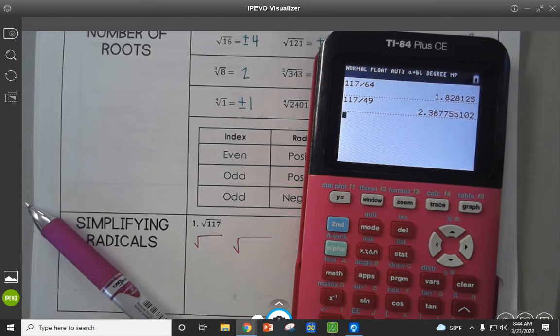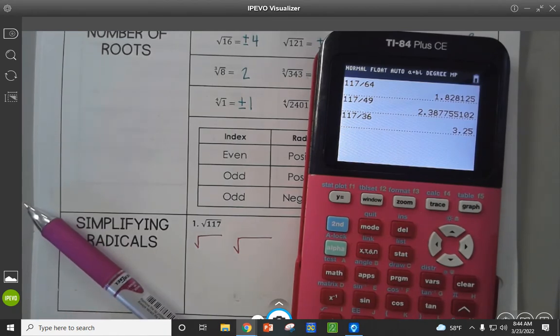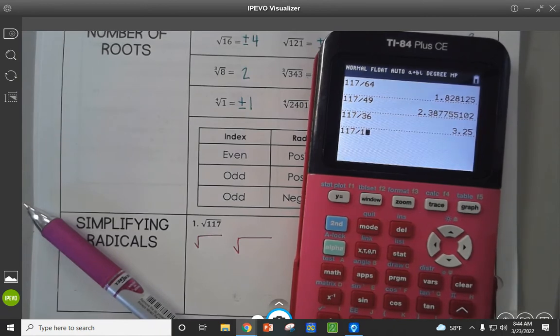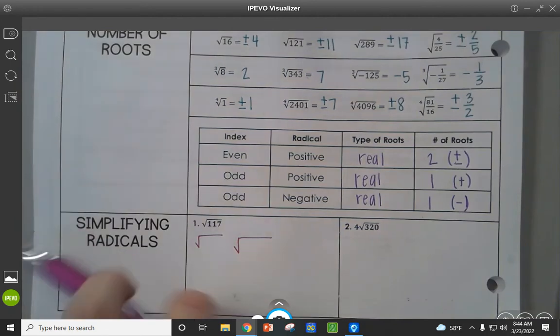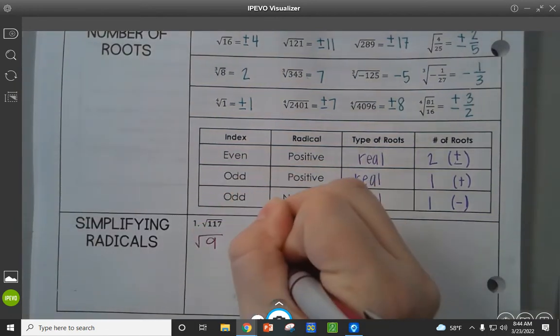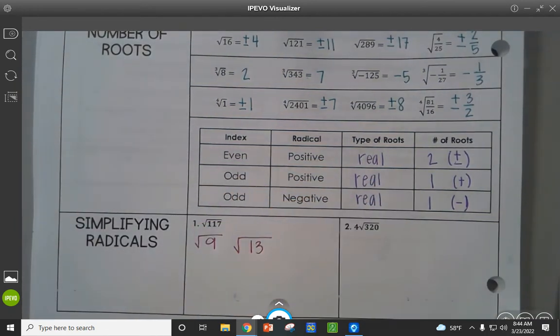49. Nope. 117 divided by 36. Nope. You probably should recognize that 25 is not going to go. 16. Nope. It's 9. 9 is the largest perfect square. So 9 and 13. Try to always put your perfect square first.